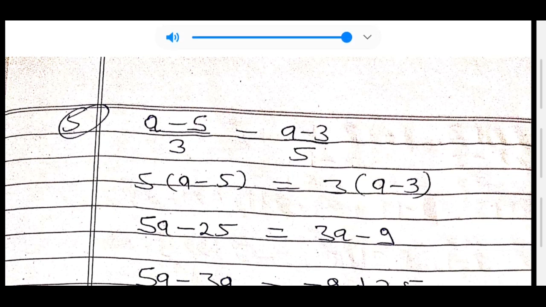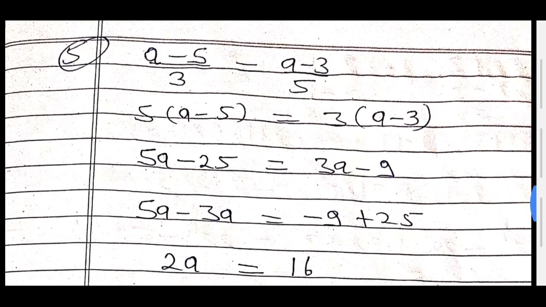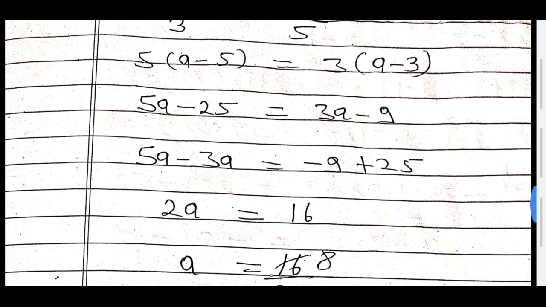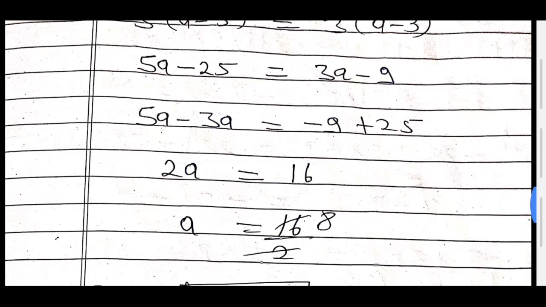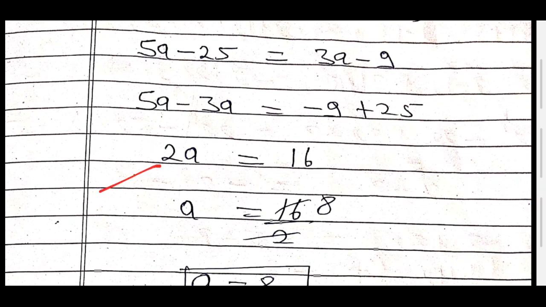A minus 5 upon 3 is equal to a minus 3 upon 5. Now just cross multiply, this bracket by 5, this bracket by 3. Now just see, multiply 5 by a you get 5a, 5 by 5 you get 25, 3 by a you get 3a, 3 by 3 you get 9. Now just arrange 5a here, this comes to this side and becomes minus, this number comes to this side and becomes plus. 5a minus 3a gets 2a here, minus 9 plus 25 you get plus 16.